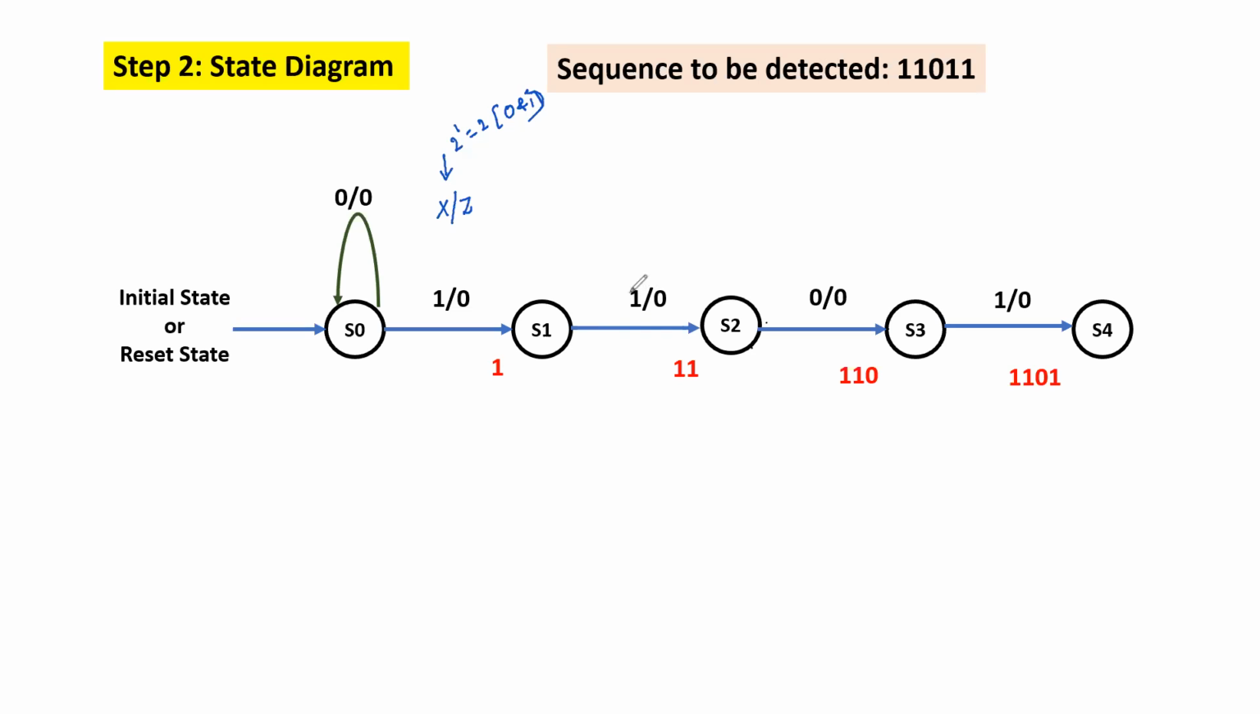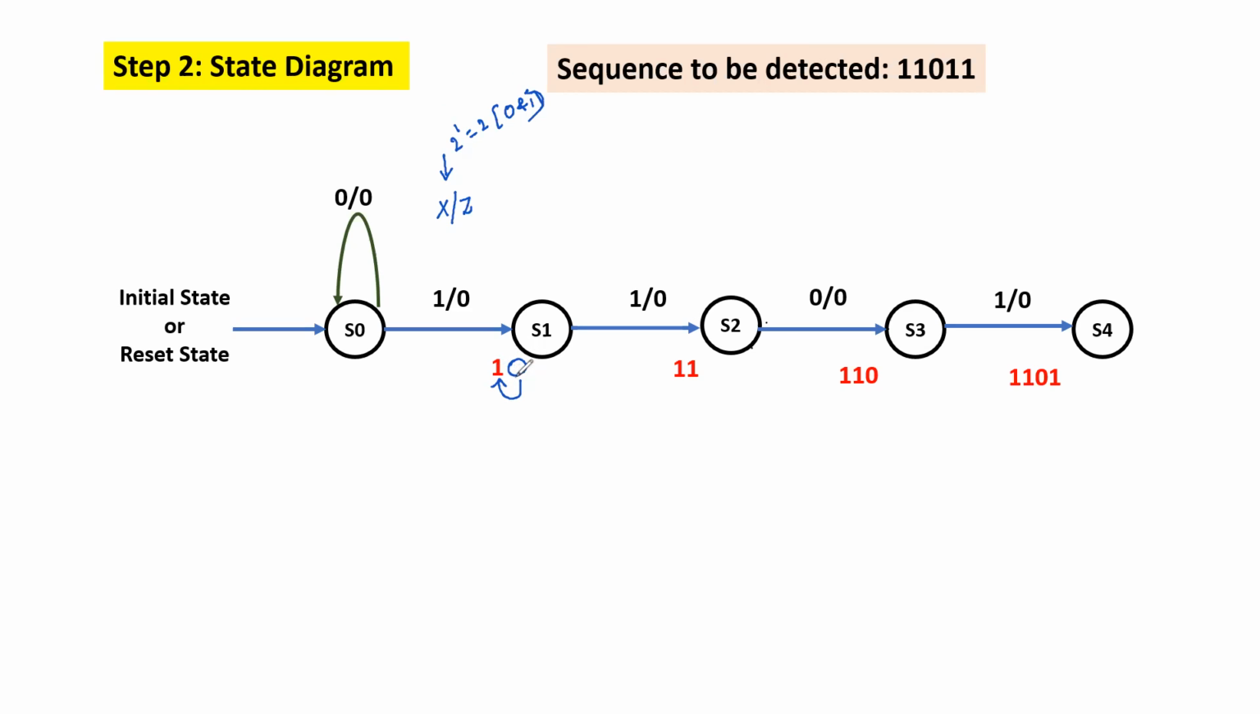And when x equal to 1, it goes to S2. Now, when x equal to 0, we have to find the next state for S1. For that, we should place the 0 at this place because we are searching for x equal to 0. Now, we should check whether S1 goes to self-state or not. To check that, we have to compare these two bits.